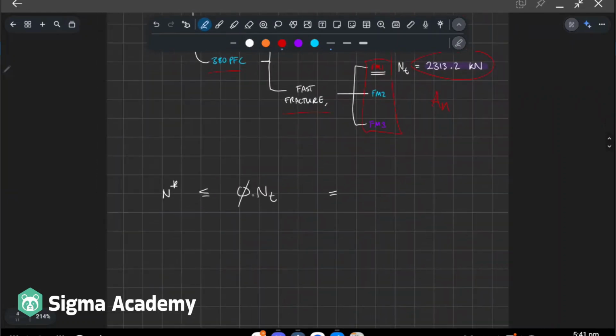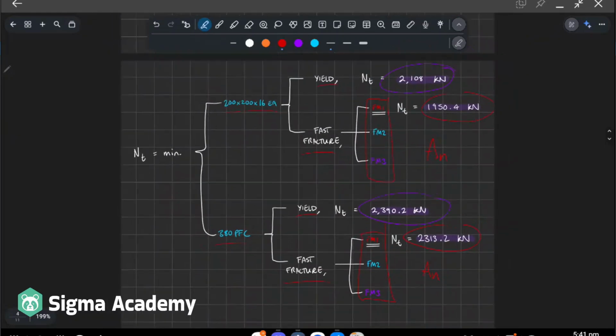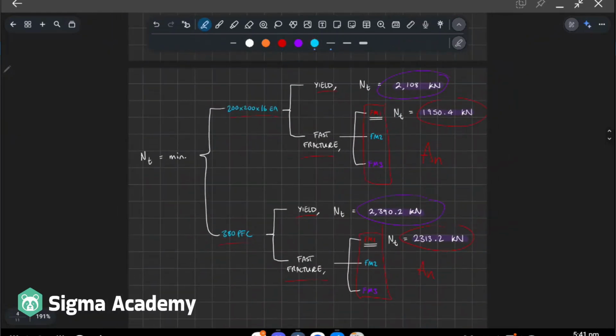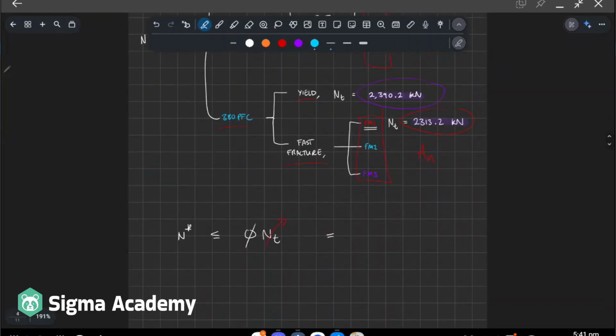Let's see how this plays out. Sorry, I'm doing a lot at once here. All right, basically, we look at the smallest number, and that is the fast fracture on the 200 by 200 by 16 equal angle, right? And so we plug that in, and we get 1950.4, and then we apply our capacity reduction factor of 0.9, and we get 1755.4 kilonewtons. Right, that's case 1 done.